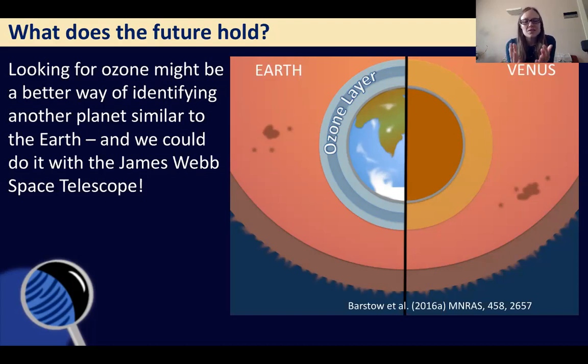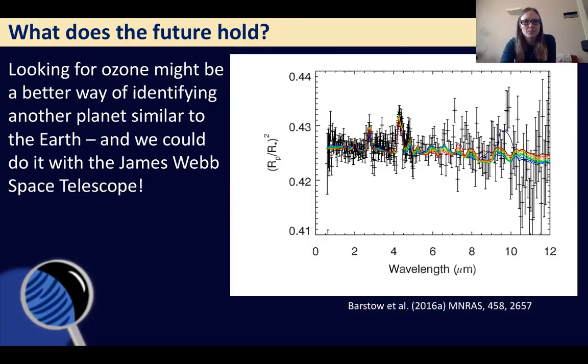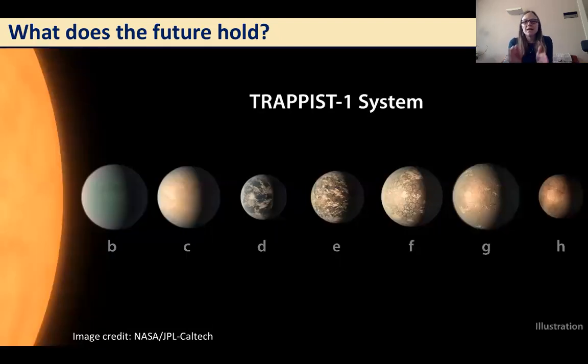Now, we could detect the presence of an ozone layer, if it's there, with the James Webb Space Telescope. So these are some simulations that I performed. The black lines are a simulation of what a spectrum of an Earth-like planet might look like with the James Webb Space Telescope. This little bump over here, that's ozone. And only models that contain ozone would produce a good fit to that synthetic spectrum. So we could detect it. And not only that, we actually have a candidate system within which this would be possible with James Webb in the next few years. And that's the TRAPPIST-1 system.